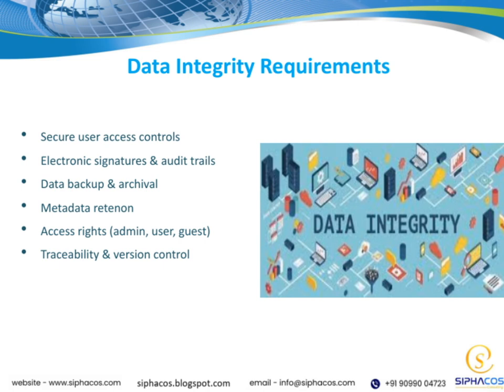Traceability and version control are essential for tracking changes over time. They let us see who made modifications and when, which is key for maintaining data accuracy and accountability. Finally, data integrity requirements encompass all these points, ensuring that our data remains accurate, consistent, and trustworthy throughout its life cycle. All these elements connect to our overall goal, safeguarding data while maintaining usability and compliance. They form the backbone of a robust data management strategy.